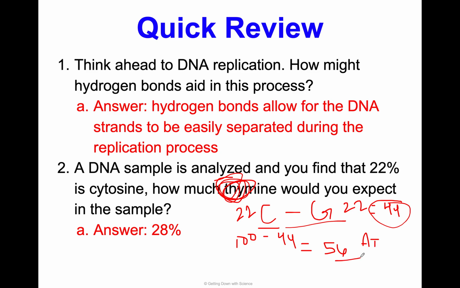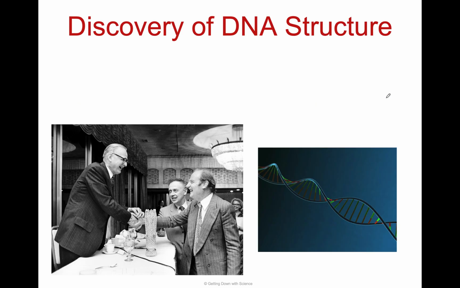56 divided by 2 is 28. So 28% of it would be this, and 28% of it would be this. Remember to pay attention to what the question is asking. Great, I'm proud of you for getting that right.